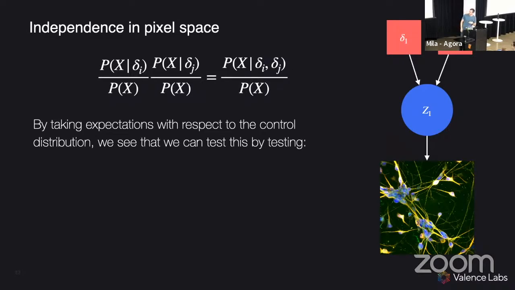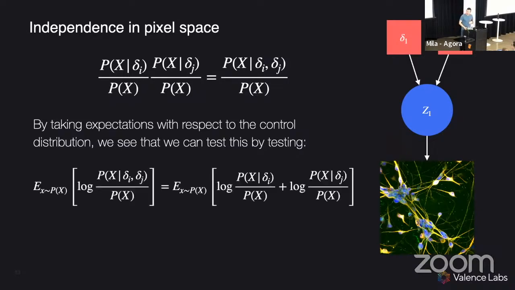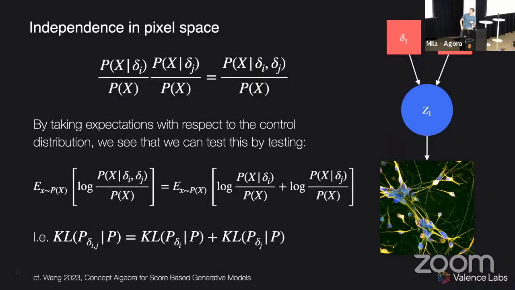A simple thing you can do is just take the expectation with respect to the control distribution. So this is just evaluating this expression on samples from the control distribution. And if you write that out, and we do this in log space rather than the original density ratio space, then what you essentially have is testing this relationship of KL divergences. So this becomes a test for independence, which we can then use downstream.